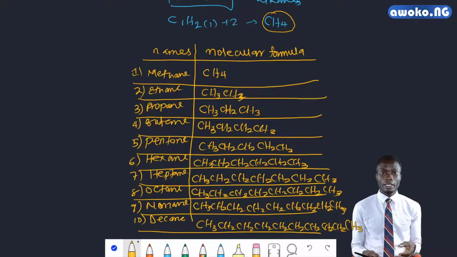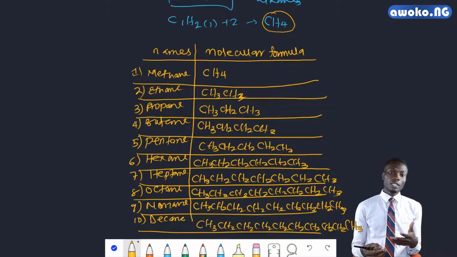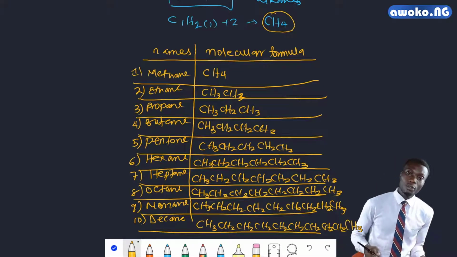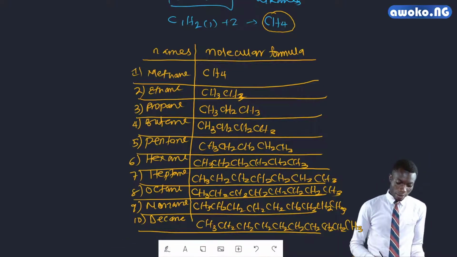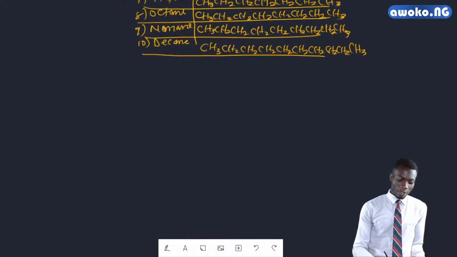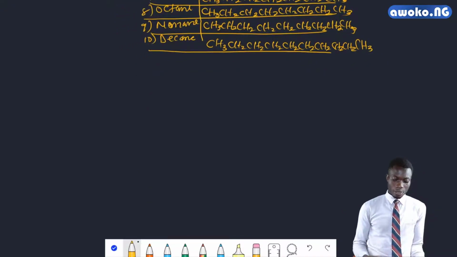So it's good you familiarize yourself with this now. Peradventure you forget the number of hydrogens or the number of carbons that are supposed to be there, you refer back to the formula we have here. That's a formula that is perfect. So whenever you input the number, for example, nonane, it's number 9. When you put 9 into that formula, you should be able to get the number of hydrogens and the number of carbons you should find in nonane. So this is a very easy way of arriving at the members of the alkane series.